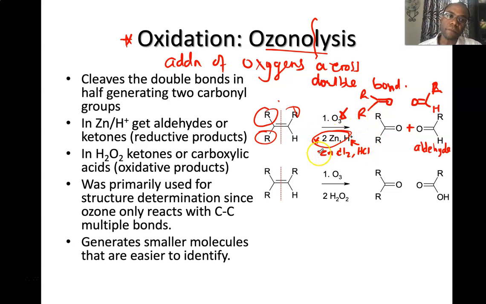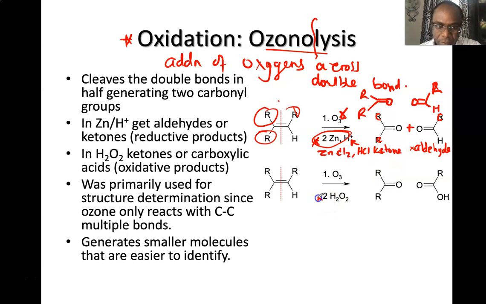So if zinc is the second step, and you end up getting an aldehyde, you know, this is a ketone. I hope you remember your functional group. This is a ketone because there's a carbon there, and a carbonyl in between. This is an aldehyde because there's a carbon here and at least a hydrogen attached directly to the carbon. If you're using zinc as a second step, the aldehyde stays.